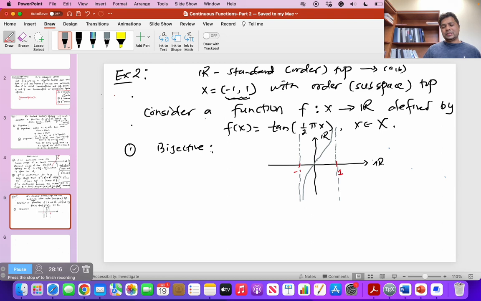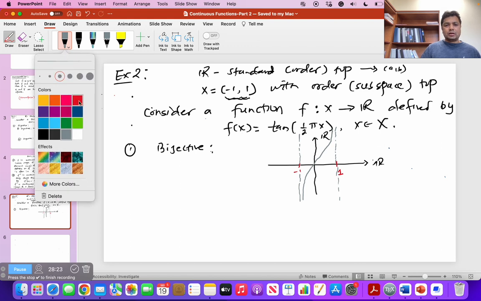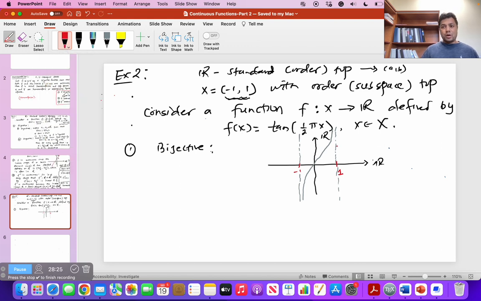Now you can see here, if you use the horizontal line test, the horizontal line intersects the graph just once, so it is injective. It is injective from this graph using the horizontal line test.